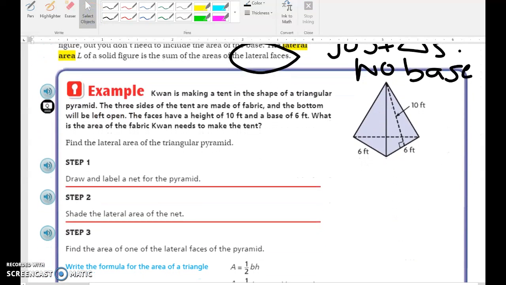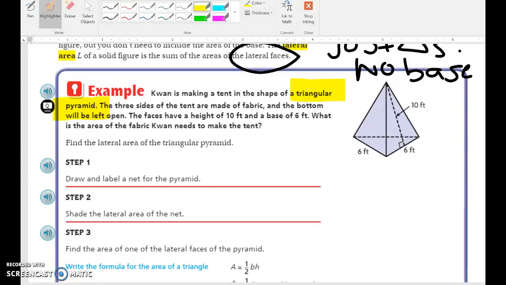Okay, so we've got Kwan. Kwan is making a tent in the shape of a triangular pyramid. So we know that a triangular pyramid has 4 triangles. We saw a triangular pyramid, we assembled a triangular pyramid, I think way back on page 599, and we saw that a triangular pyramid has 4 triangles.